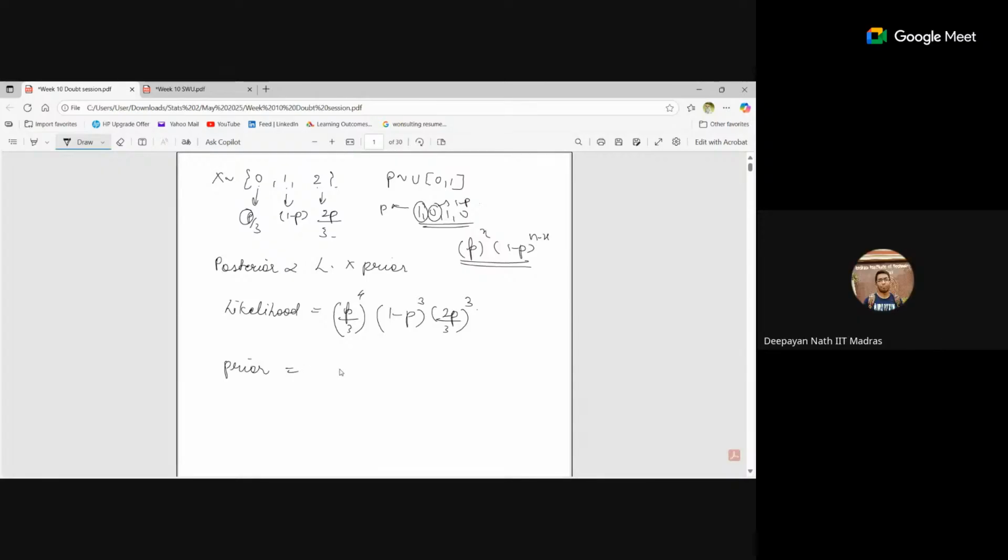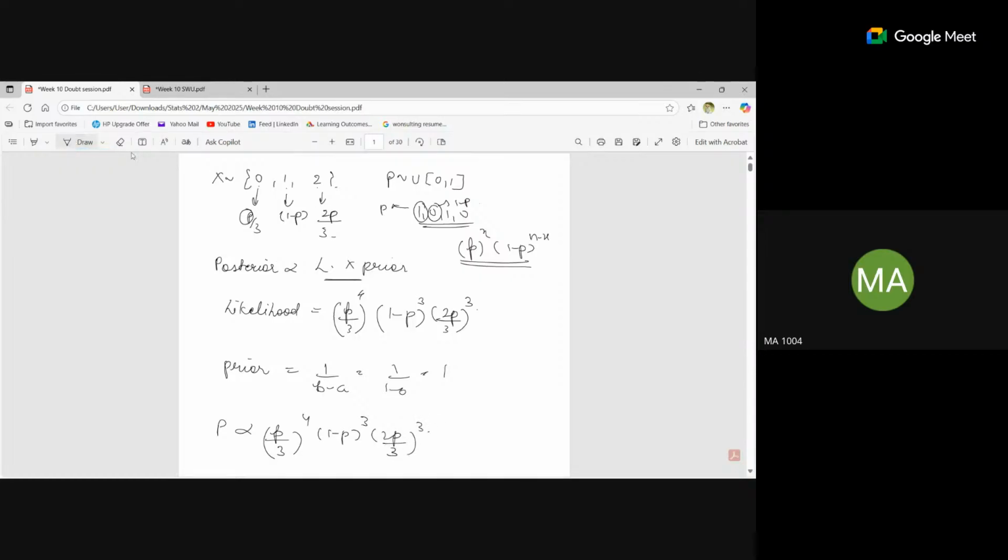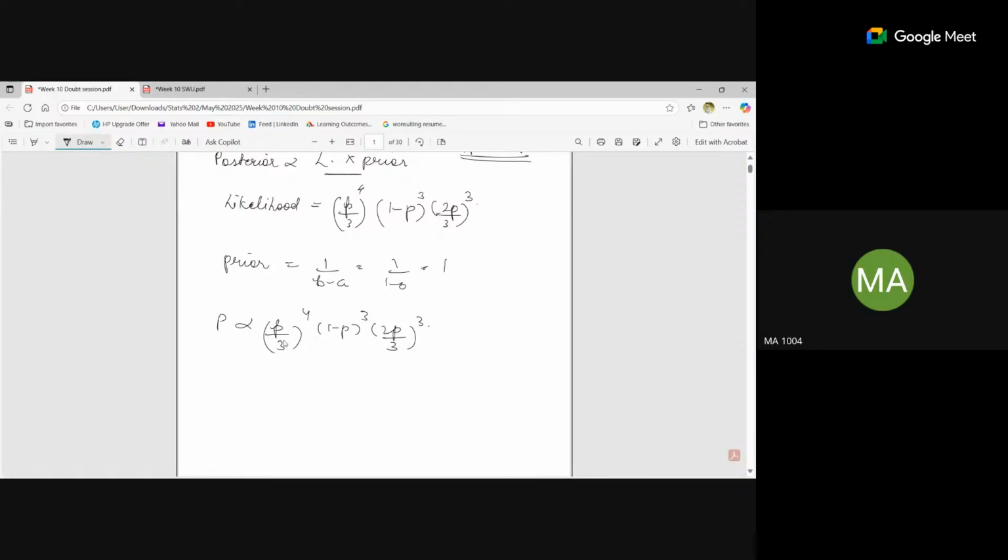Now, what is my prior? It's just 1, which is 1 minus 0, which is 1. So just put this value here. The posterior will be proportional to P by 3 raised to the power 4, 1 minus P raised to the power 3, and 2P by 3 raised to the power 3. There is a proportionality constant, so these constants 3, 2, and 3 we can take out and ignore. We are left with P raised to the power 7 and 1 minus P raised to the power 3.